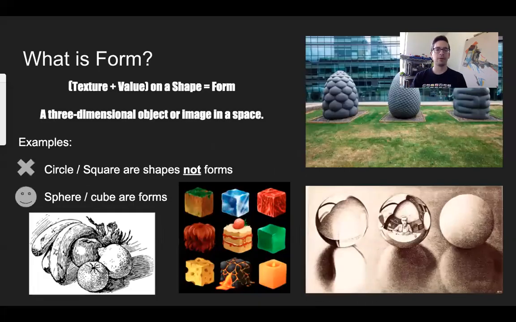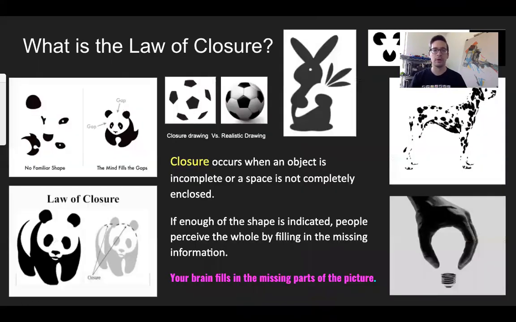Okay, so form. For my Art 2 and Art 1 kids, we talk about form. It's creating something that is either three-dimensional in an actual physical space, or you're drawing something that looks three-dimensional in a space using light and shadow, tone, and value to create that illusion if you're doing a drawing or painting.